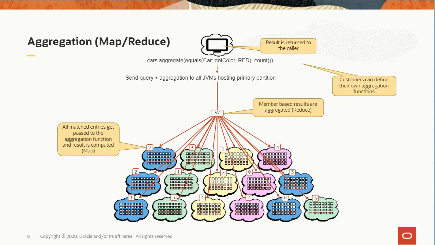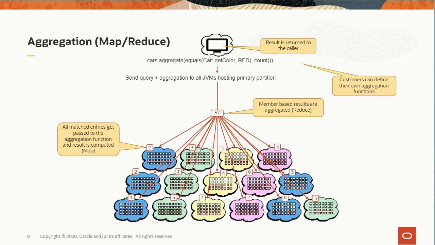Similarly, we have MapReduce style aggregation. So in this example, we are counting the number of cars in the cars cache that are red. The previous example was basically select star. This is select count star. So again, we send the aggregator to all the cache servers owning partitions of the cars cache, and each cache server answers the count of red cars that it owns, and the reduce phase, the sum of all those individual counts, happens next and is returned to the caller.